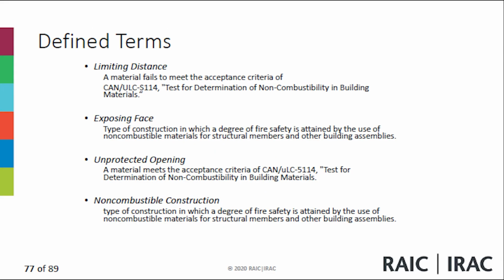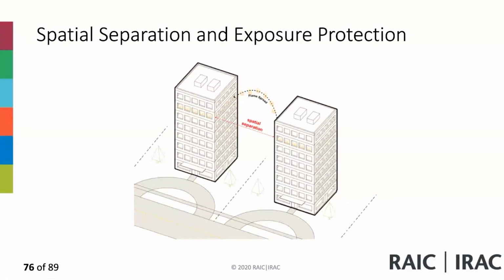Okay, limiting distance is the distance from an exposing building face to a property line, the center line of the street, lane, or public thoroughfare, or an imaginary line between two buildings or fire compartments on the same property, measured at right angles to the line of the exposing building face. So if you take a look at this, the limiting distance is the distance to the property line, to the street, the middle of the street. And these are two ways of looking at it.